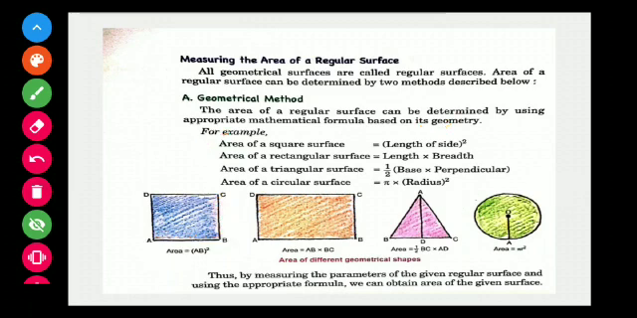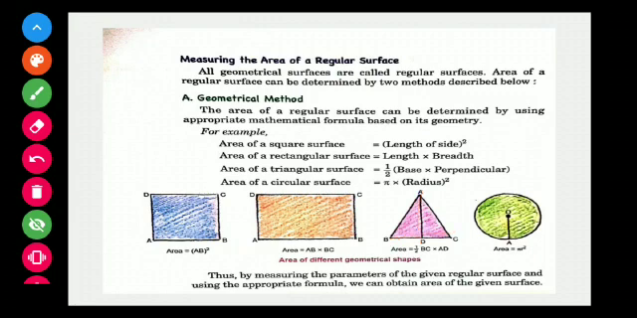What is the area of rectangle? Area of rectangle is equal to length into breadth. What is the area of triangle? Area of triangle is equal to half base into perpendicular distance. So, your BC is the base, and this is the perpendicular distance. So, what is the area of triangular surface? That is half into base into perpendicular, that is half BC into AD.